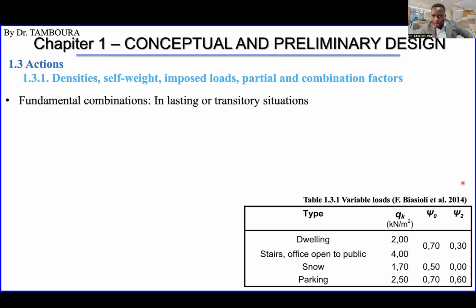I will give some examples for the fundamental combination. For example, here is an example. You can see here 1.35 is the partial factor for permanent actions. We can say the first one, self-weight, this kind of thing, can be used for this.